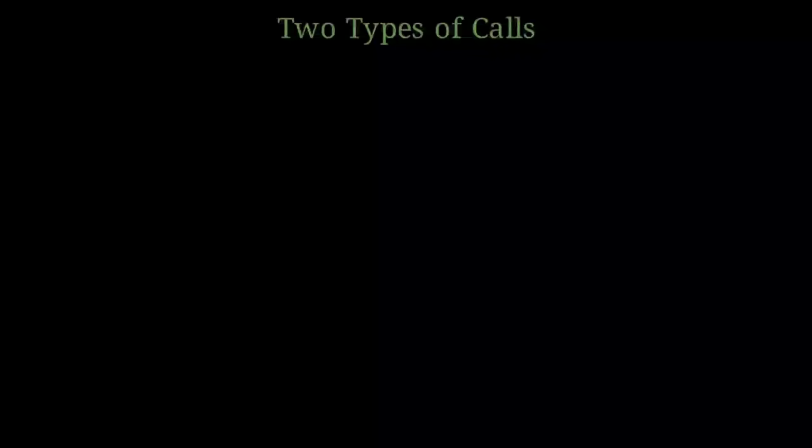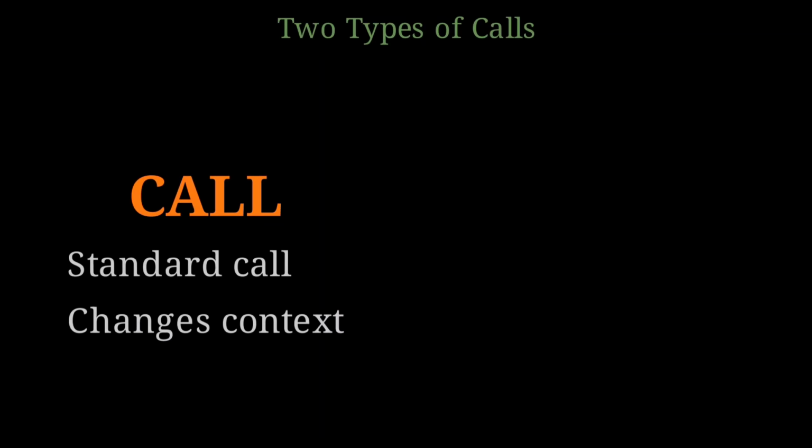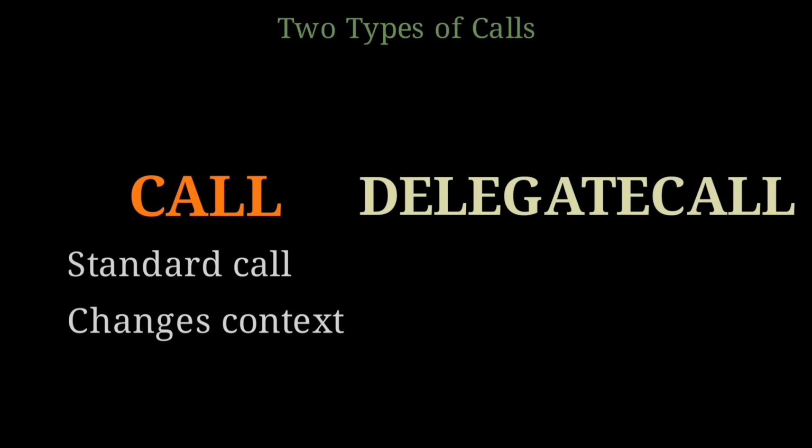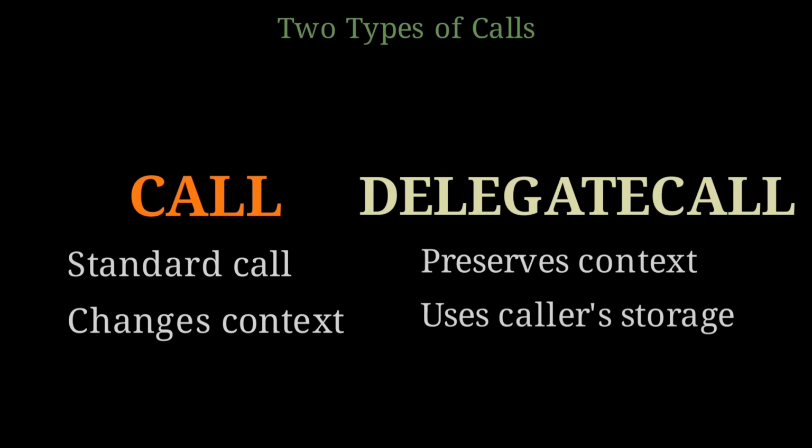There are two main ways a contract can call another contract. First, there's call. This is the standard approach. When contract A calls contract B, the execution context switches to B. Then there's delegate call. This one's more advanced. With delegate call, B's code executes in A's context.